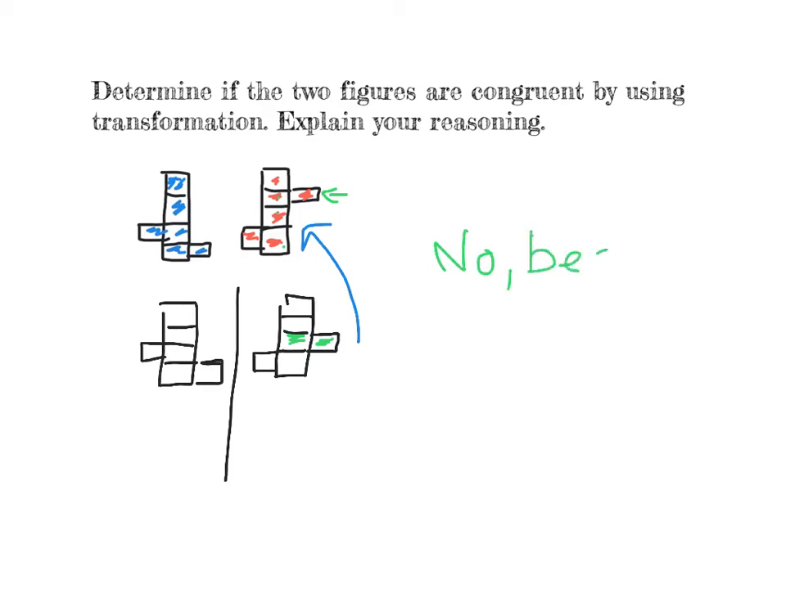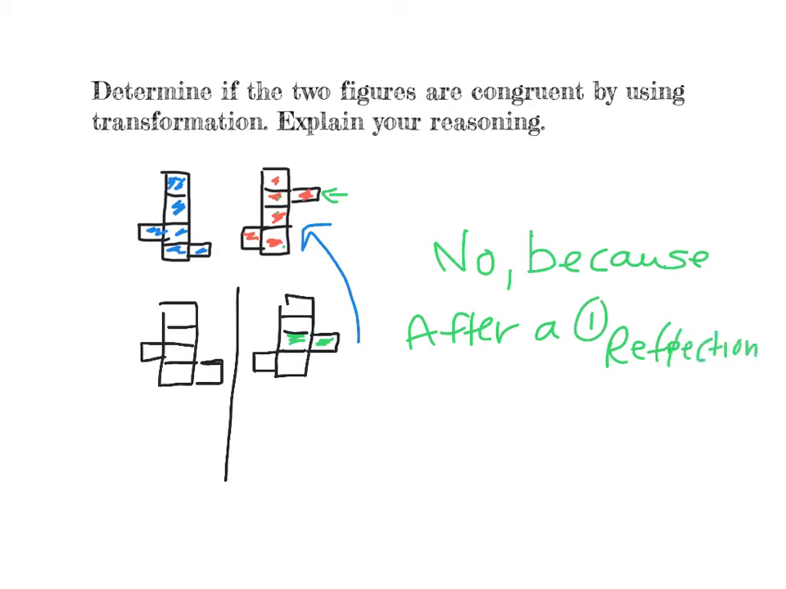because after one reflection and translation, that's my second move, these shapes do not match up.